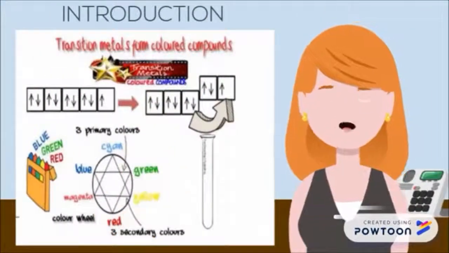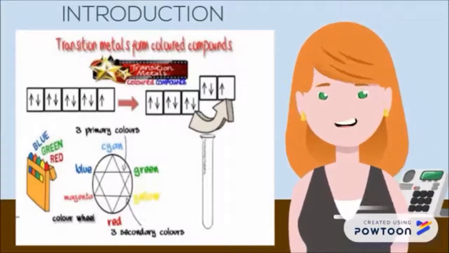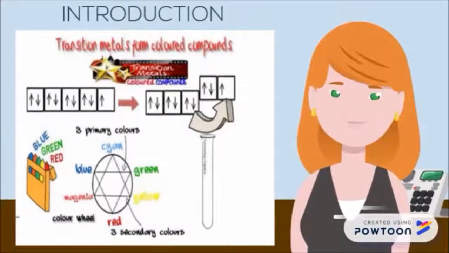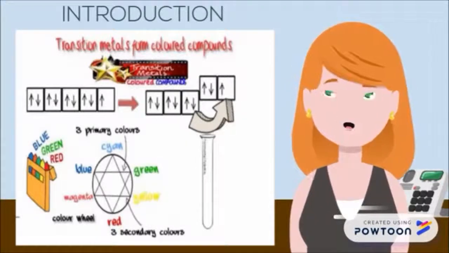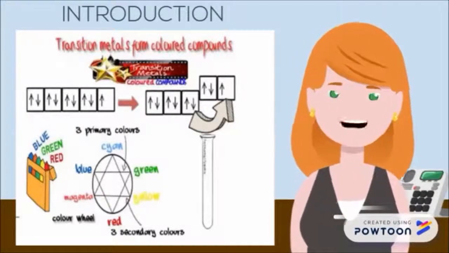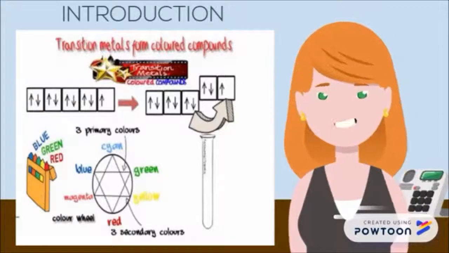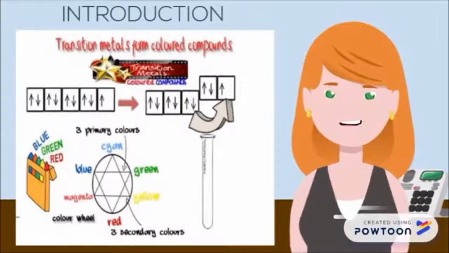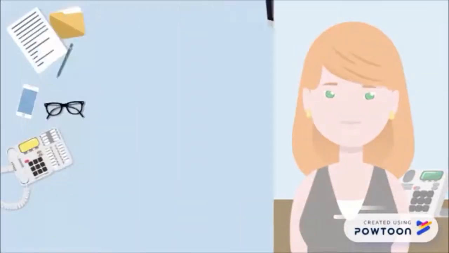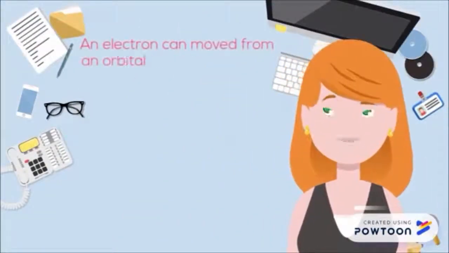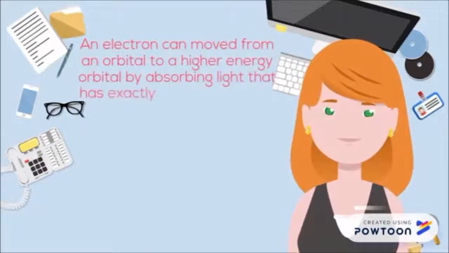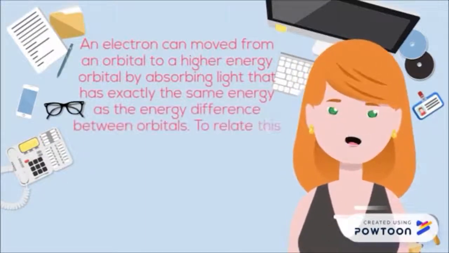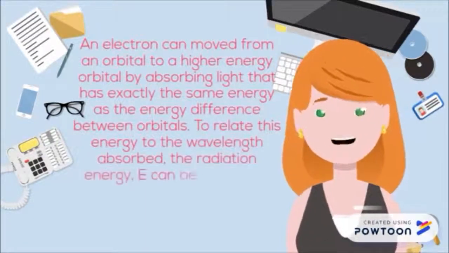Introduction. The crystal field theory can be used to explain the color properties of transition metal complexes. The color of the complex arises from the crystal field splitting of the 5 degenerate d orbitals into 2 energy levels by certain ligands. An electron can move from an orbital to a higher energy orbital by absorbing light that has exactly the same energy as the energy difference between the orbitals.